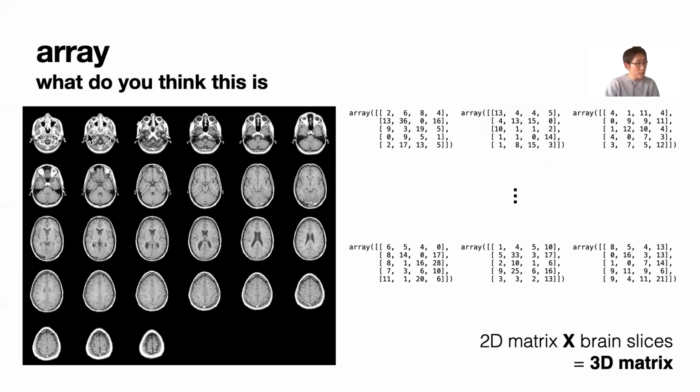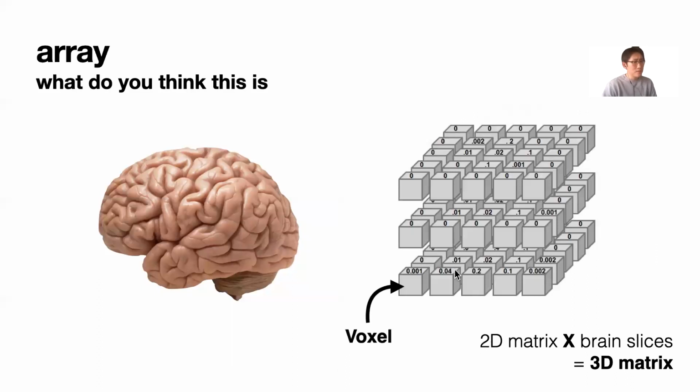So a bunch of 2D arrays concatenated together is a three-dimensional matrix, a three-dimensional array. Okay, now you understand the structure. So it's quite simple. Since they are 3D, there are still boxes, but we call them voxels rather than pixels, and they still have values that represent the brightness in them.